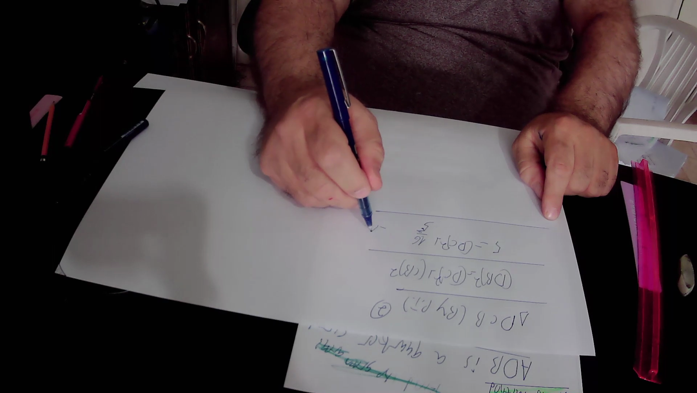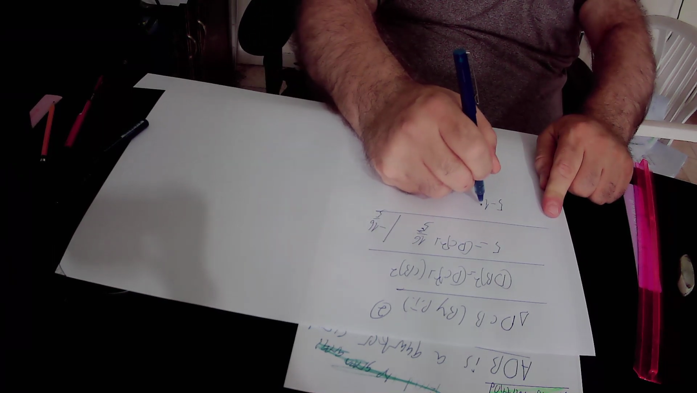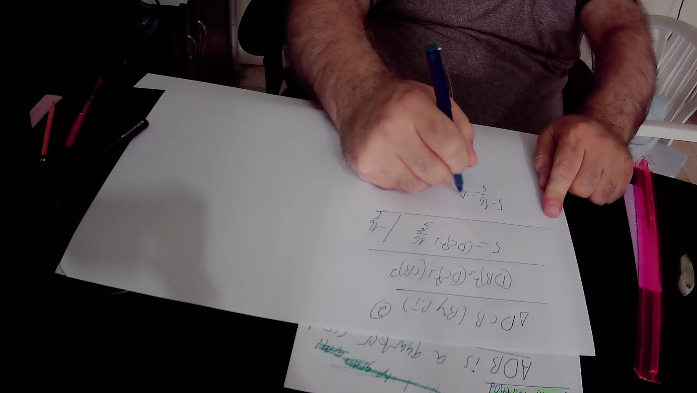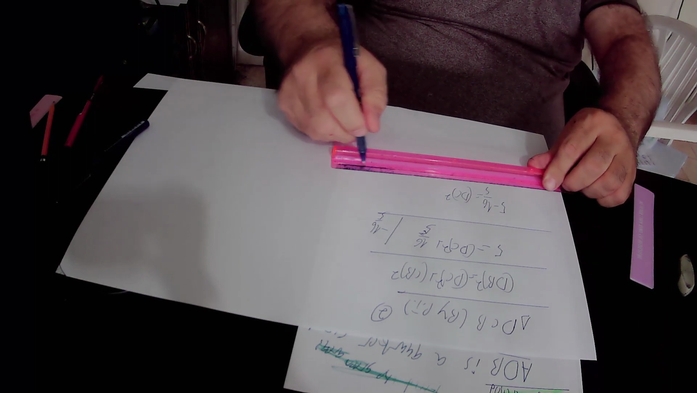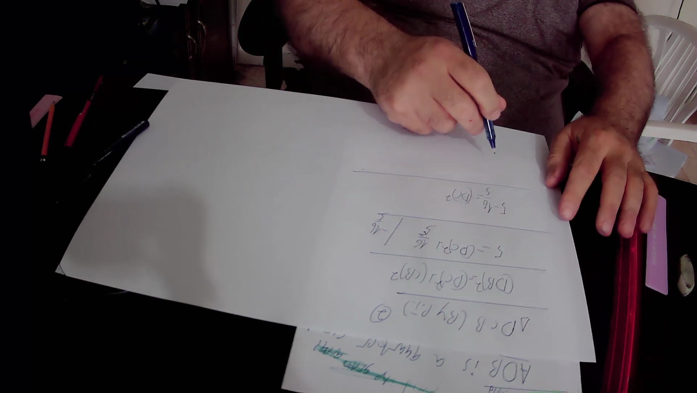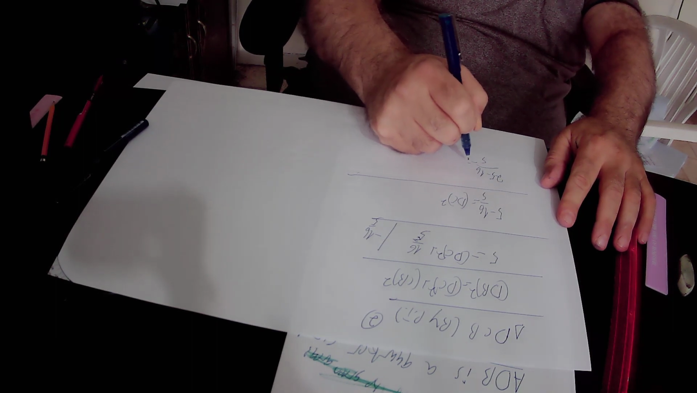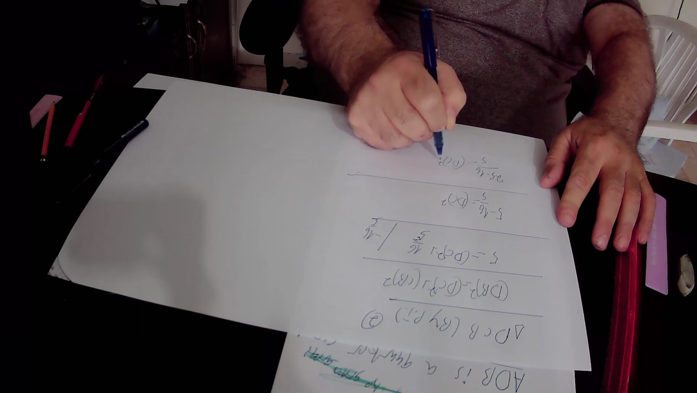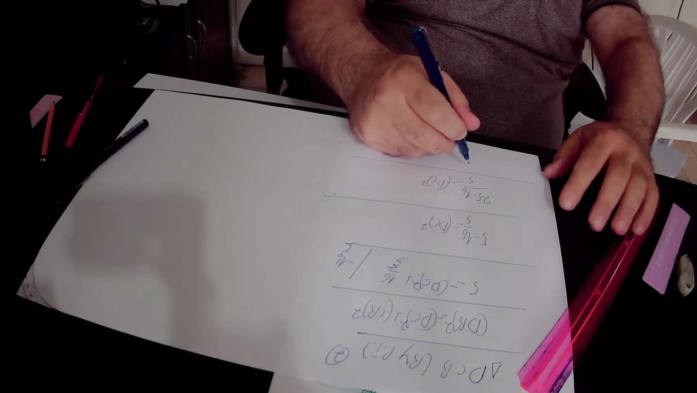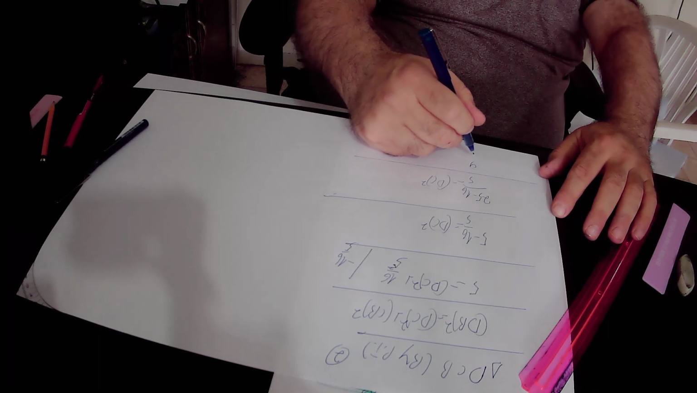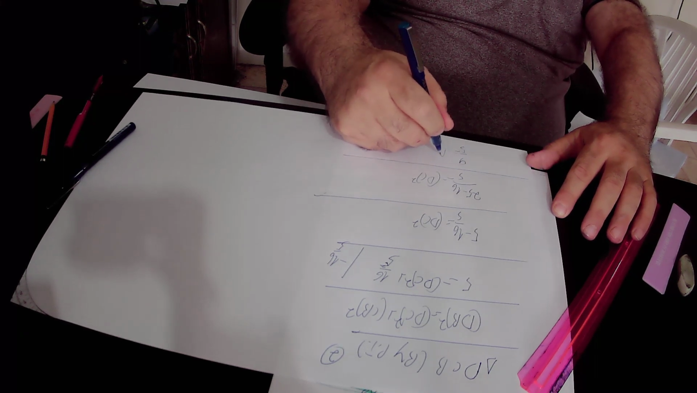We subtract 16 fifths from this equation, and we get that 5 minus 16 fifths equals DC squared. Here we will multiply 5 by 5 and then divide it by 5 in order to have a common factor with this expression. 5 times 5 is 25 minus 16 over 5 equals DC squared. So here 25 minus 16 equals 9, and 9 over 5 equals DC squared.